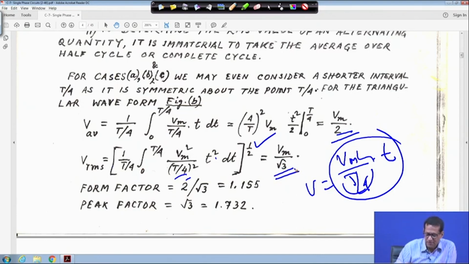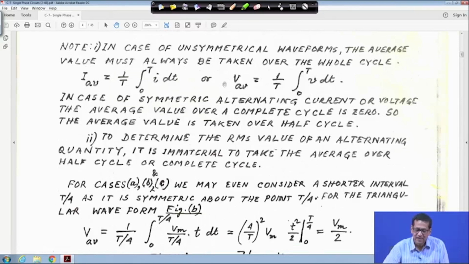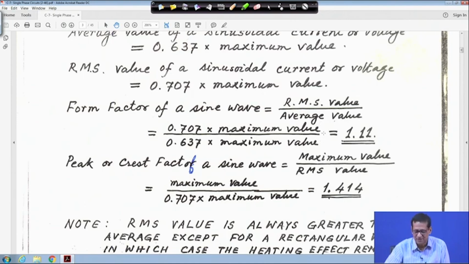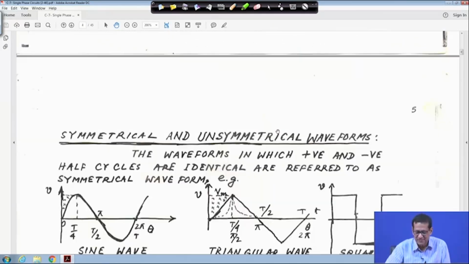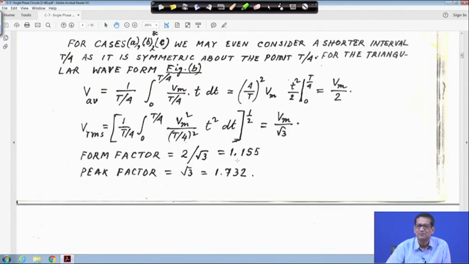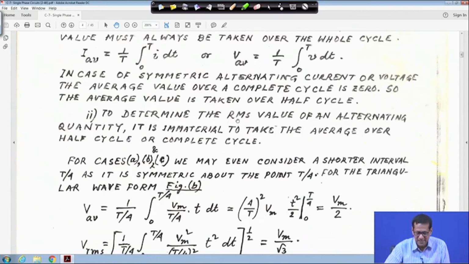Similarly, form factor you can find out, it will become 2 by root 3, 1.155, and peak factor will be 1.732. So let me clear it. Here, if you come again, your form factor is equal to RMS value by average value, and your peak factor is equal to maximum value by RMS value. So for this triangular waveform, you will get form factor 2 by root 3, just simplify, you will get 1.155, and peak factor root 3, that is 1.732. And this one is the triangular waveform.